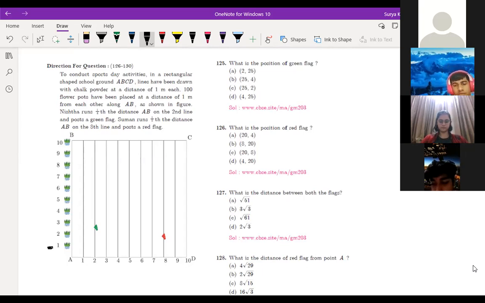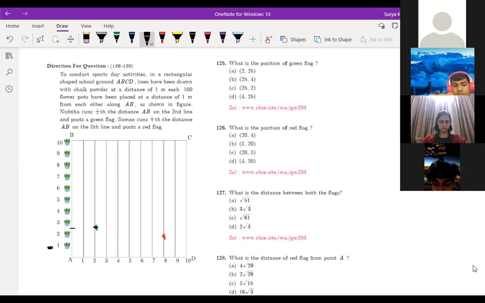As shown in the figure, Nishita runs 1/4 of the distance AB. What does 1/4 of the distance mean? If there are 100, she runs till 2.5, on 2.5 only. Nishita runs 1/4 the distance AB on the second line. It means 1/4 is here only. Yes, correct. And post the green flag.